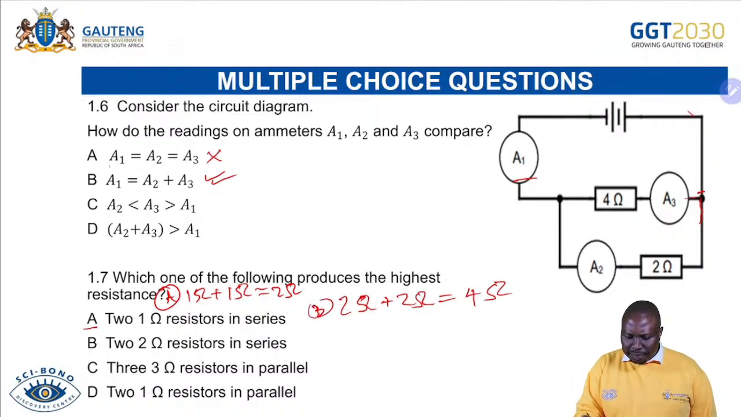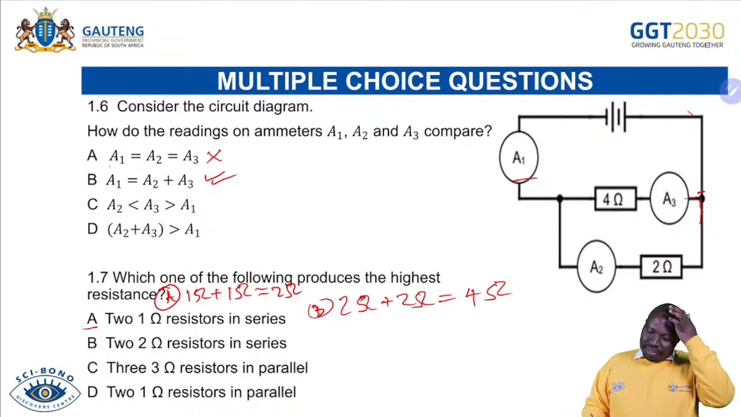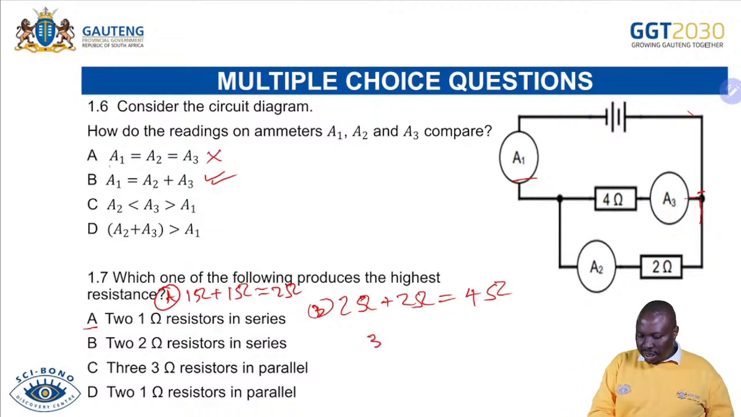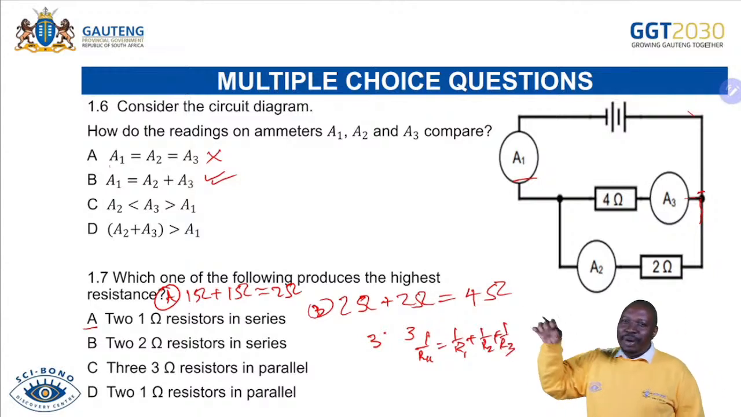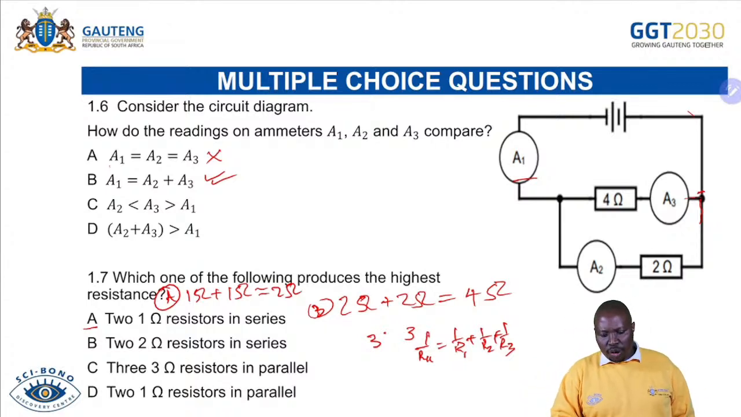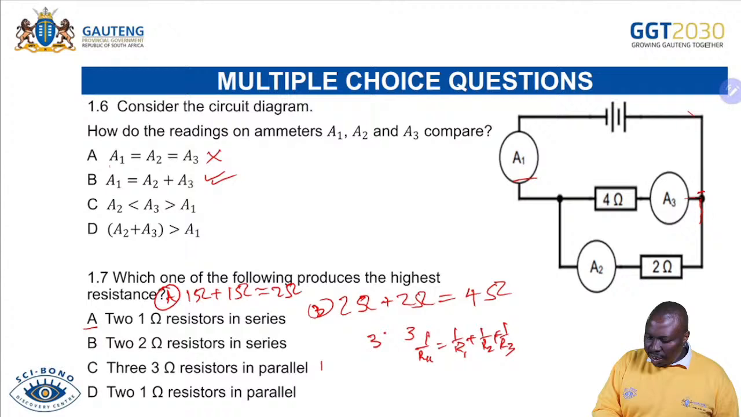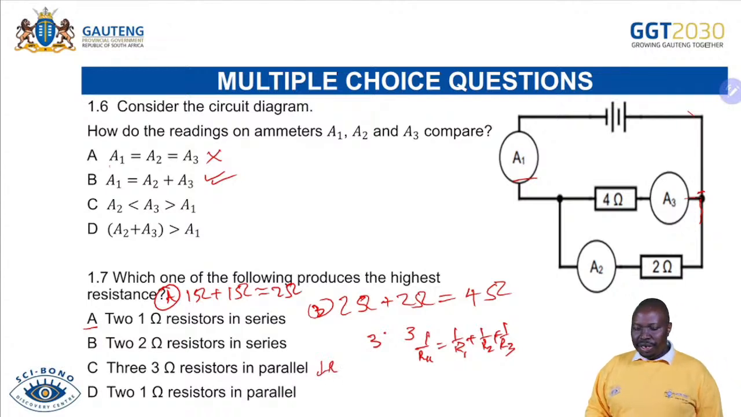Now, if you are having 3 ohm resistors, 3 of them now, they are in parallel. So in parallel, you are going to have your 1/3. According to the formula, 1/R parallel is equal to 1/R1 plus 1/R2 plus 1/R3. The more resistors you have connected in parallel, the less the total resistance. So this one will have the lowest resistance because of the parallel connection.